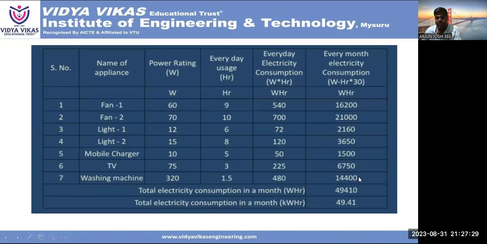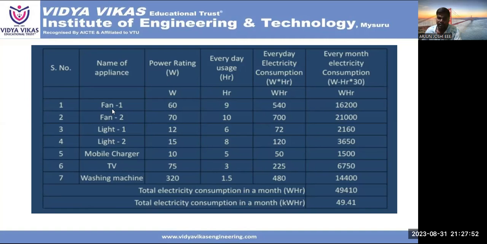Now let's take one example. Please write down this table simultaneously. See, first column: serial number, name of the appliance, power rating, whose unit is watt, everyday usage hours, everyday electricity consumption, that is watt into hour. Now, every month electricity consumption, that is watt hour into 30.